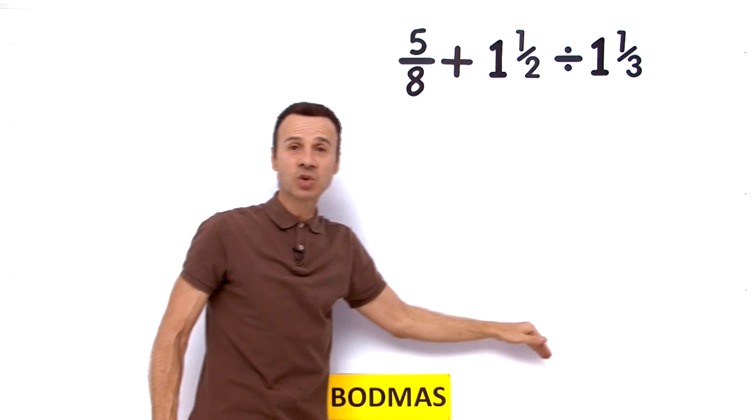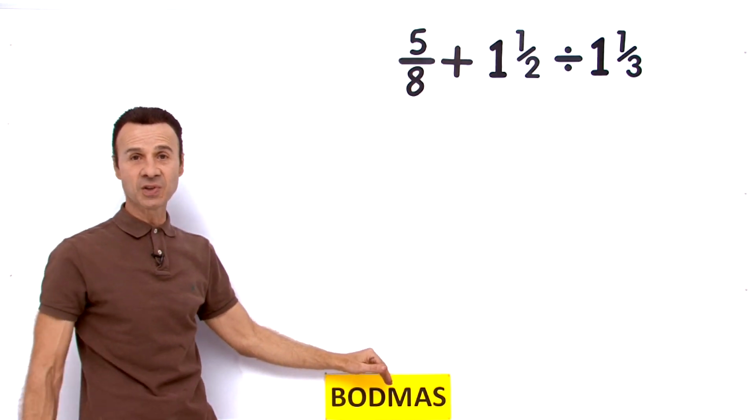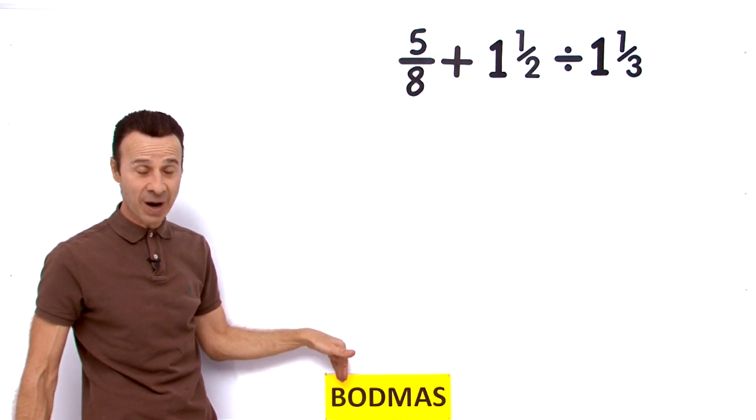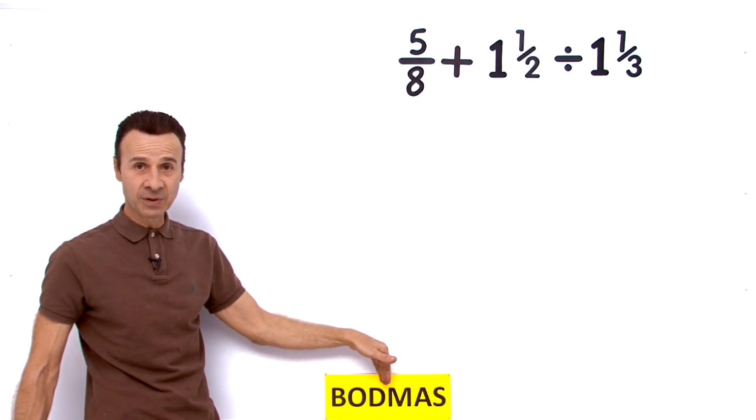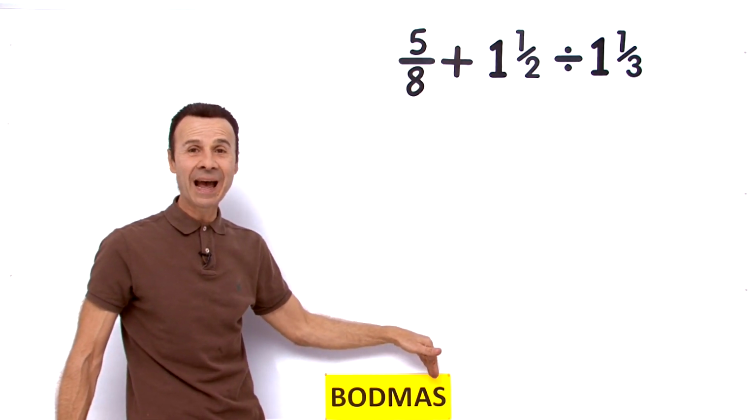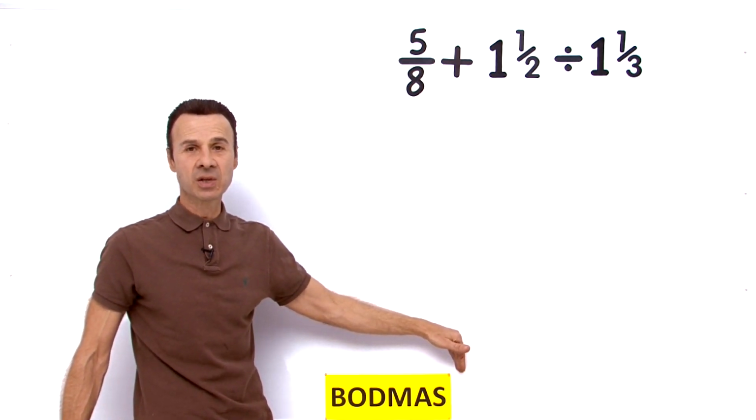Thankfully, we have a hack. It's right over here. It's called BODMAS. Many of you have seen this before. BODMAS stands for brackets, O for of, D for divide, M for multiply, A for add, and S for subtract.